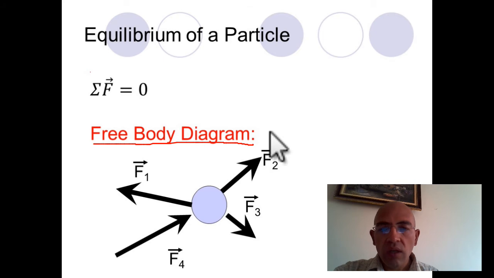Okay, now what's a free body diagram? First we begin by drawing the object. In case of a particle, it is just a point. Then we draw the external loads. It can be a moment or it can be a force, but in case of a particle, it is just the force. So we have F1, F2, F3 and F4, for example, in this example. So this is what we call a free body diagram.